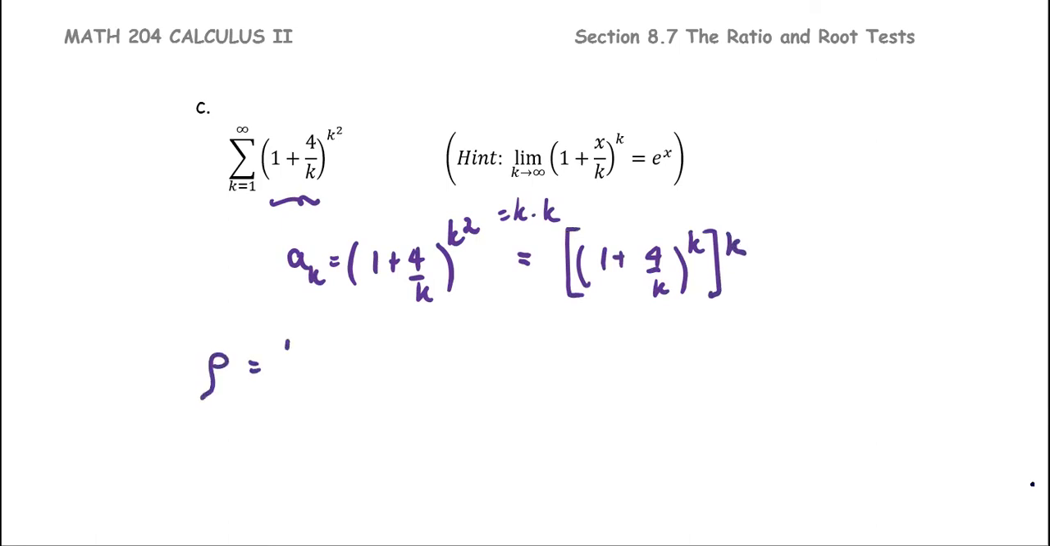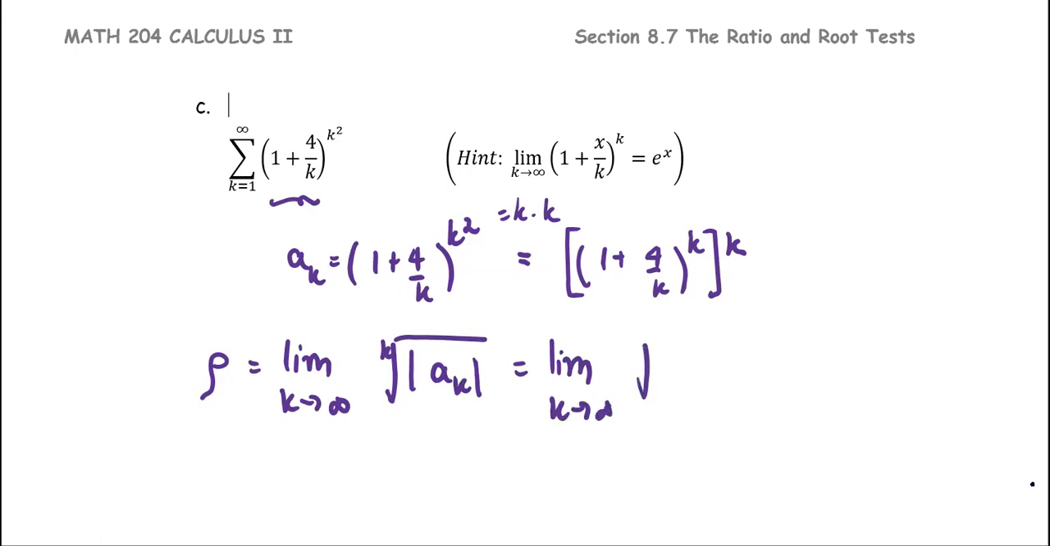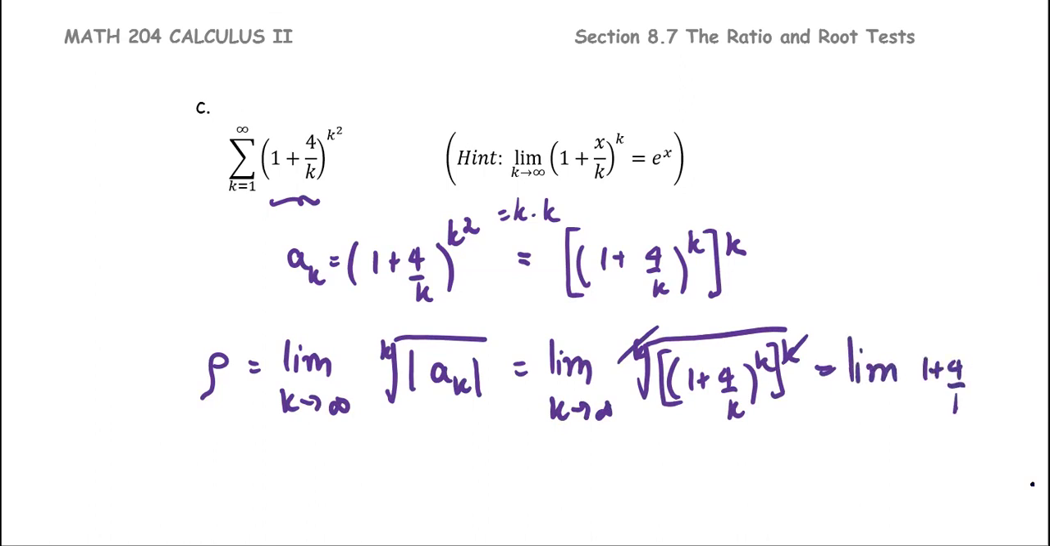Find the rho, or take the limit as k approaches infinity of the k-th root of the absolute value of a_k. Then the k-th root of the quantity (1 + 4/k) to the power k, raised to the power k. The power k of the a_k term cancels the k-th root, then it becomes the limit of (1 + 4/k) all raised to the power k as k approaches infinity.